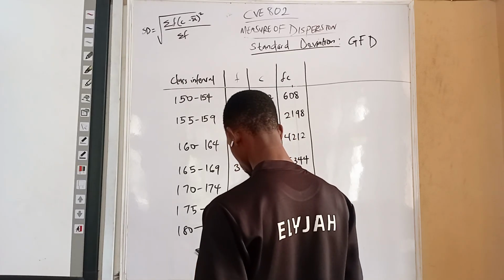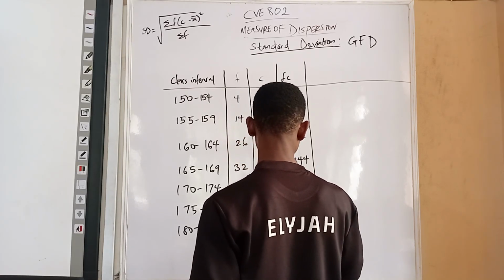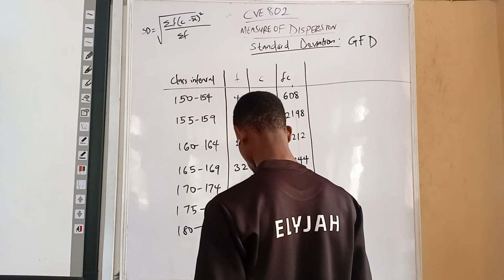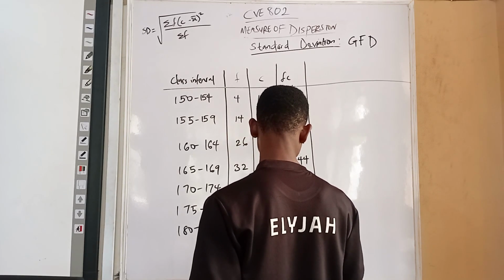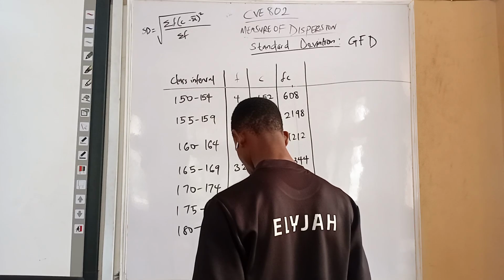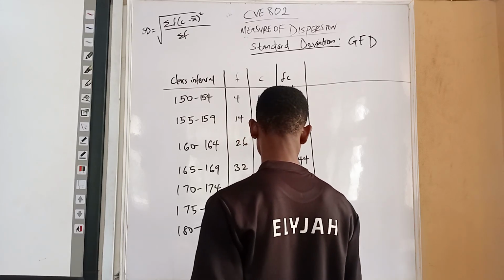Then the next one is 21 multiplied by 172. 3612. Then the next one is 177. Then 182 times 3. 546. Okay.